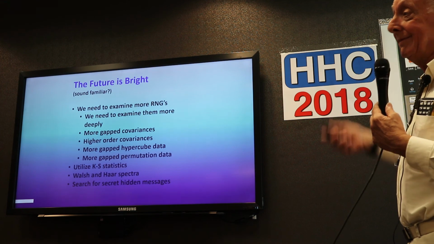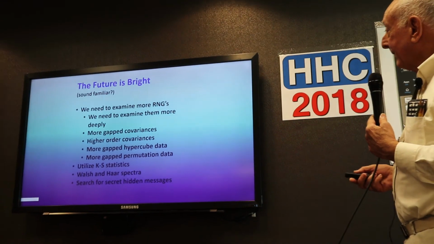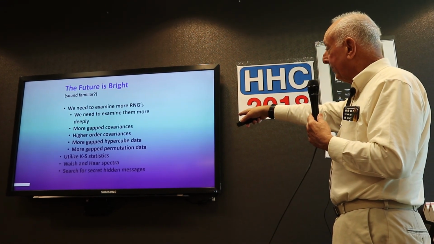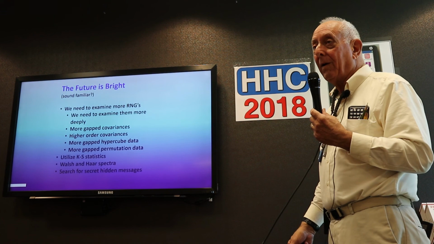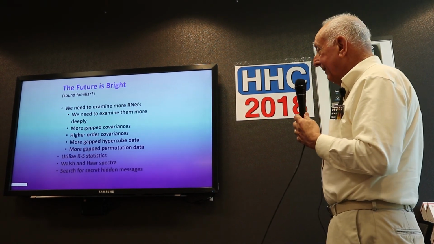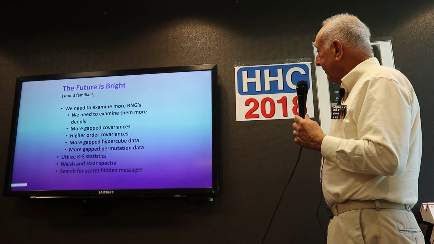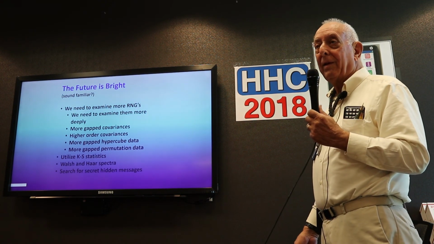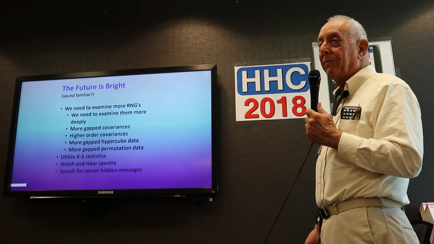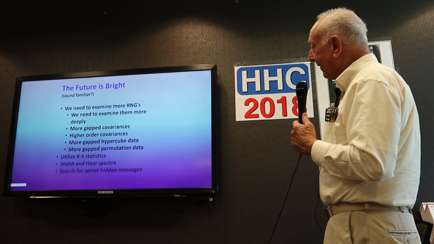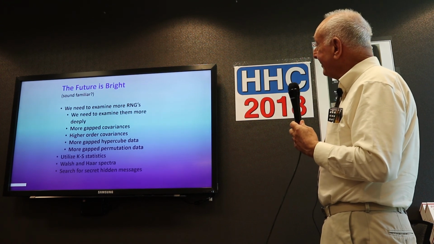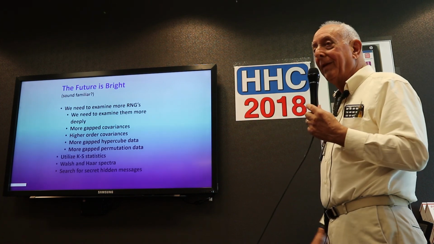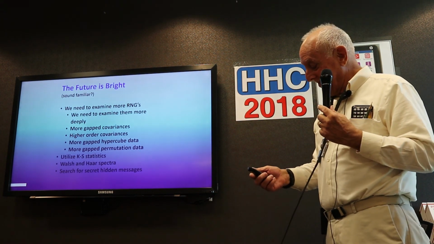Anyway, that's about it. I'm going to look into this a little further. I want to use the KS statistics. I want to look at the Walsh and the Hadamard transforms, and I don't know about secret hidden messages. If you look at the Hebrew text of the Old Testament, maybe you'll find some. They call that gematria. And there's still lots to do on this. Maybe next year I'll have more. So that's about it.